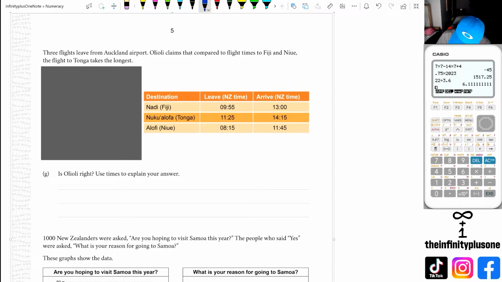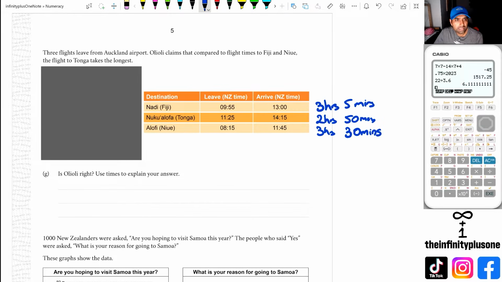So the Nadi flight is going to be 3 hours and 5 minutes. Then we are looking at the Nuku'alofa flight, which is 11:25 to 14:15, so 2:15. So we got 2 hours 15 plus 35 minutes. That's 35 minutes to go to 12 o'clock. So 11:25 to 12 o'clock is 35 minutes. So 35 plus 2 hours and 15, that's going to be 2 hours and 50 minutes. Then we got 8:15 to Alofi, 8:15 to 11:45. So that's going to be 3 hours and 30 minutes.